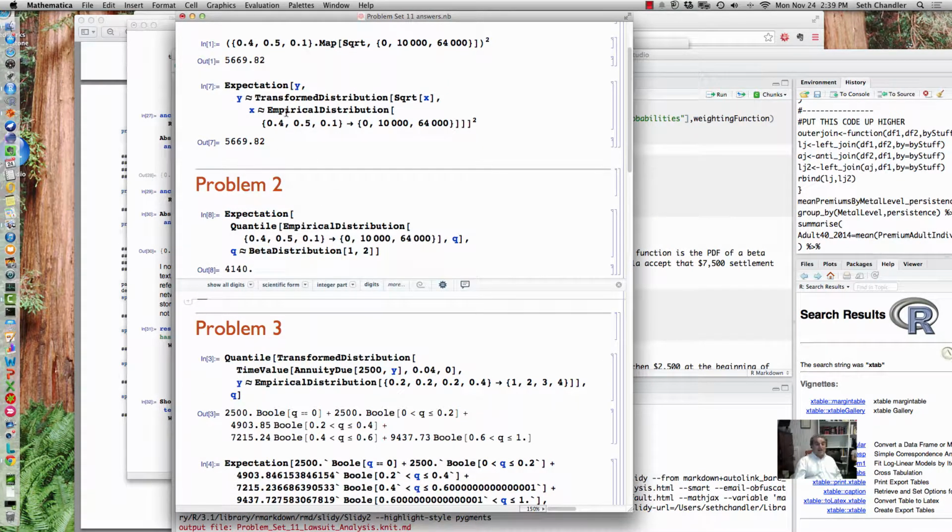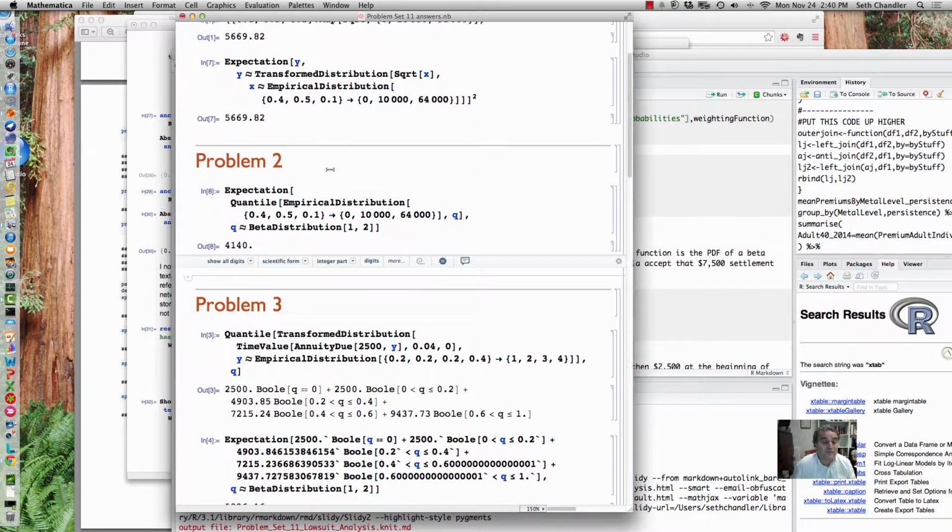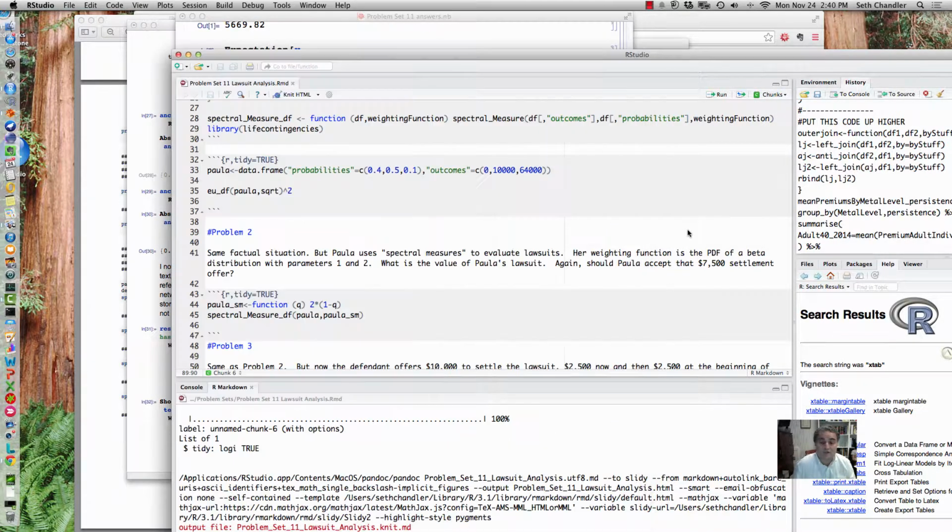And so either way, the defendant's settlement offer of $7,500 is actually a decent settlement offer. And maybe Paula could try to negotiate to boost it up. But at least it would not be irrational for Paula to accept that settlement offer rather than going to trial, assuming that this is how Paula regards risk.